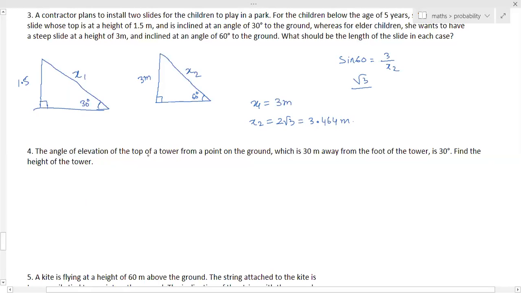The angle of elevation of the top of a tower from a point on the ground, which is 30 meters away from the foot of the tower, is 30 degrees. So this is 30 degrees. Find the height of the tower.